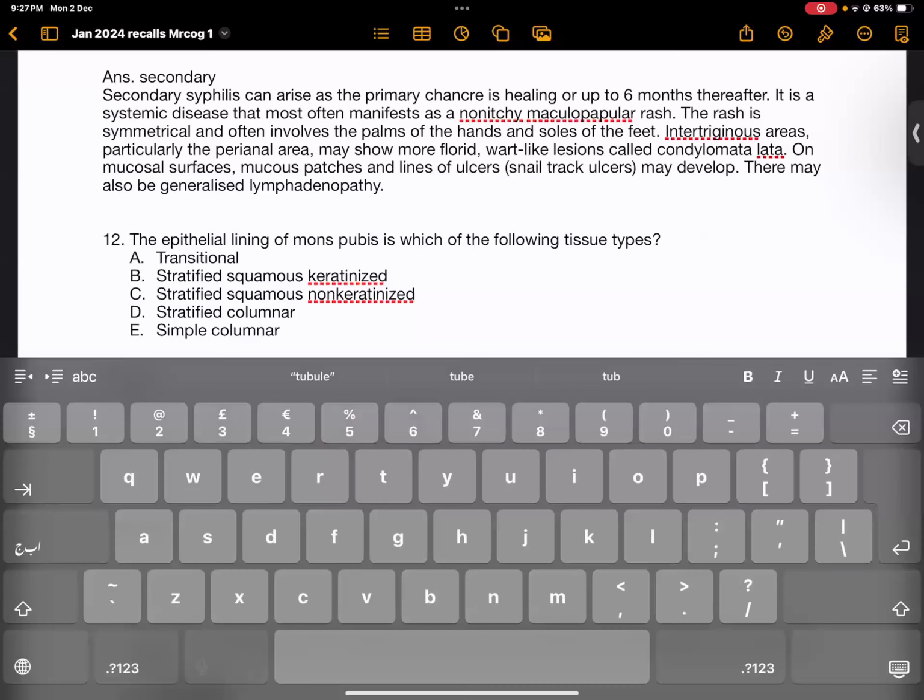Okay, so this is, I think, very easy. The epithelium is, yes, stratified squamous keratinized. So all the external, basically the skin, the epithelium is stratified squamous keratinized. So B is the correct option.